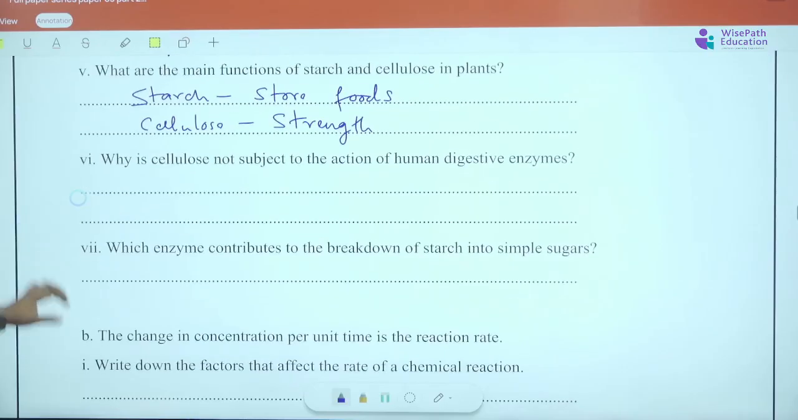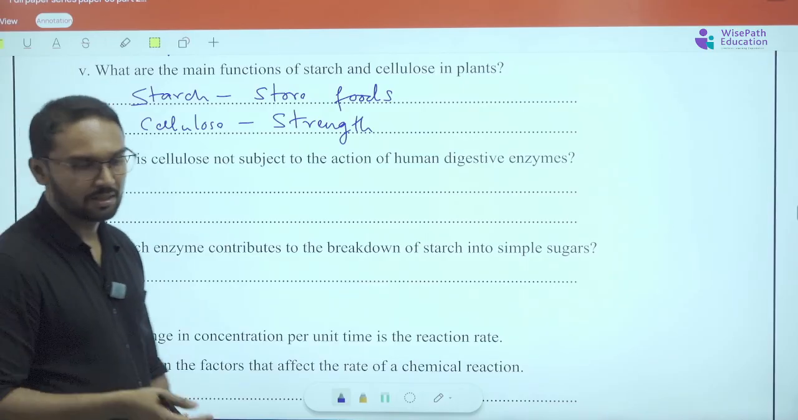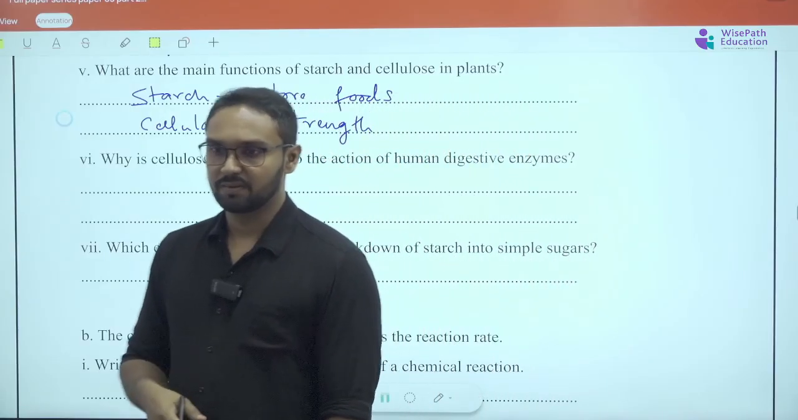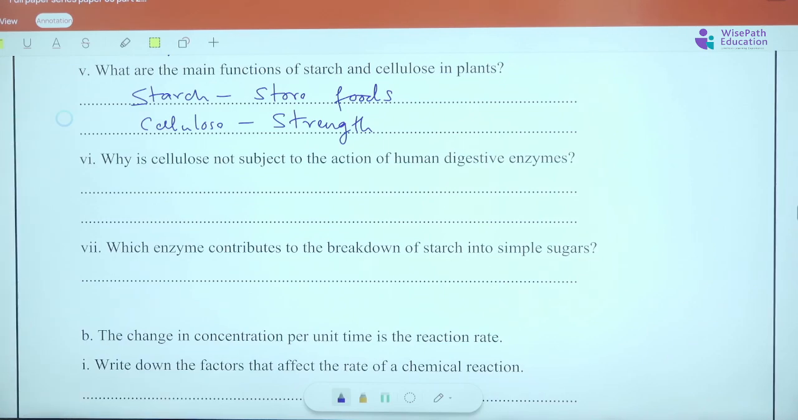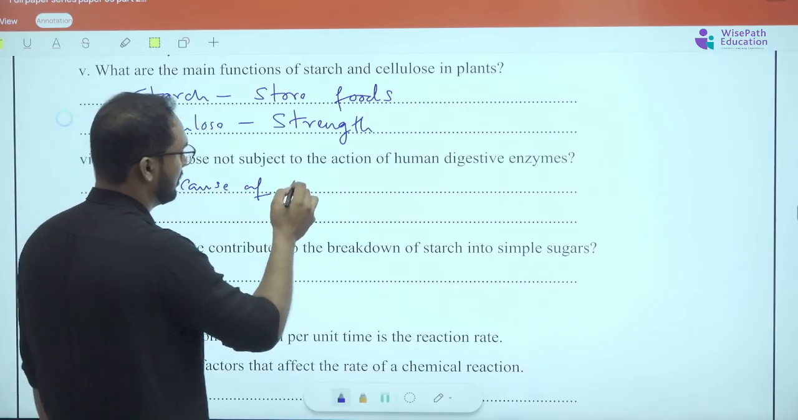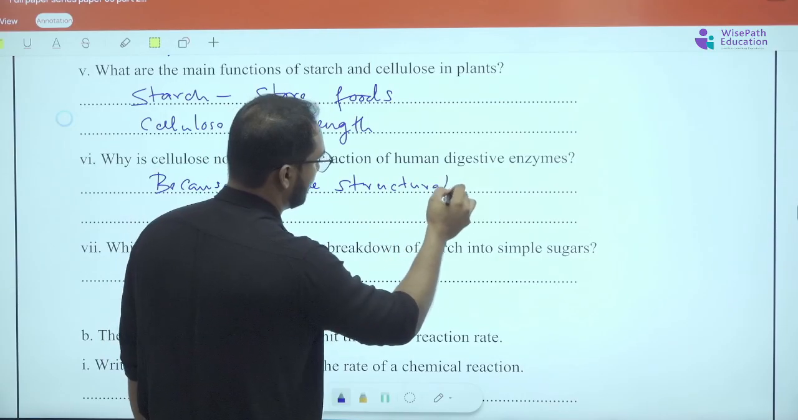Why is cellulose not subject to the action of human digestive enzymes? Oh, because of the structural difference, right? That is the main reason, because it's more of a beta glucose and all the others are alpha glucose and different combinations. Because of the structural difference.